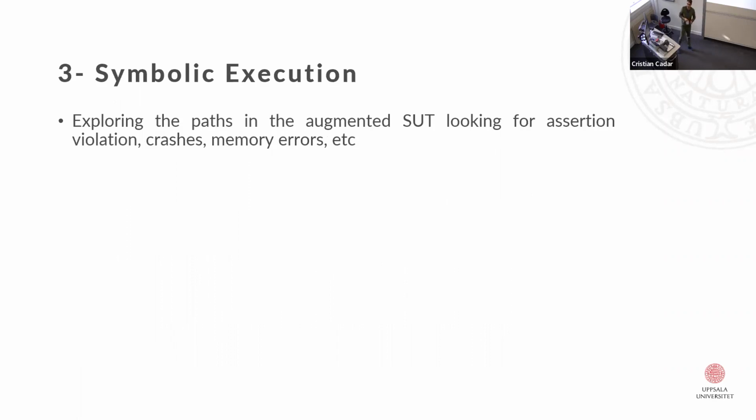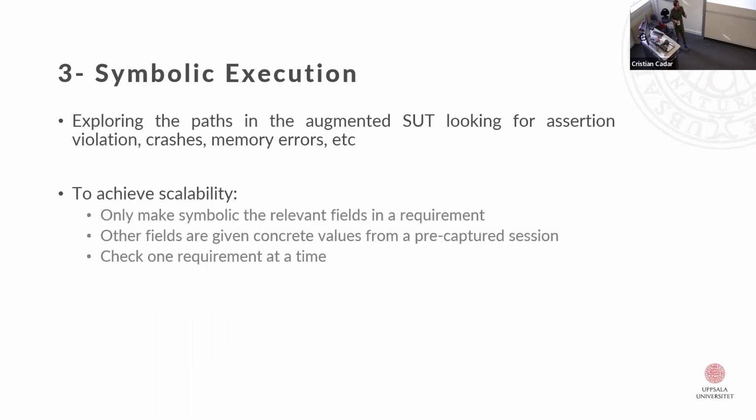Now we use a symbolic execution tool to explore the paths in the augmented SUT, and symbolic execution looks for assertion violations, crashes, memory errors, etc. There are two challenges associated with our approach. We know that symbolic execution suffers from path explosion. To alleviate that, we only make symbolic the relevant fields in a requirement. So in our uniqueness experiment, we only make the sequence number symbolic. And for the other fields, we use concrete values from a pre-captured session.